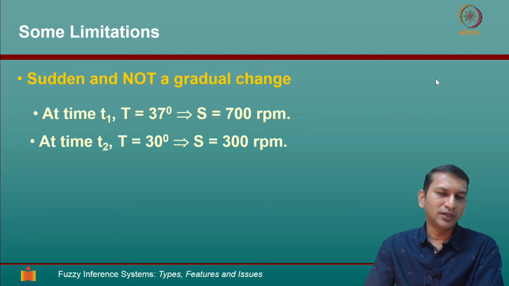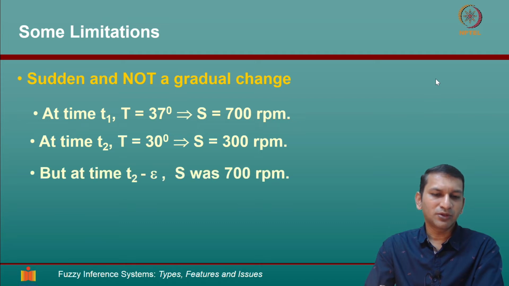The moment it drops to 30 degrees at time t2, the second rule kicks in and it says that no, we should run it at 300 rpm. That's the first rule there, what we saw in the earlier slide. But what is interesting now is, consider the time t2 minus epsilon for some small epsilon. At that point of time, the fan speed was running at 700 and now suddenly you have shifted from 700 to 300. It is not a slow gradual change. And hence, accordingly, the temperature variation also will be sudden and not gradual.